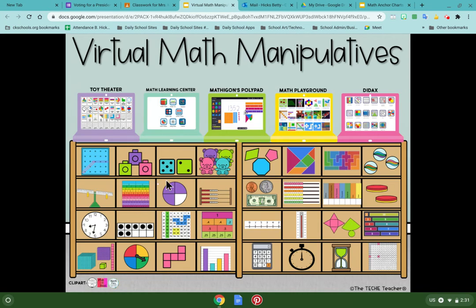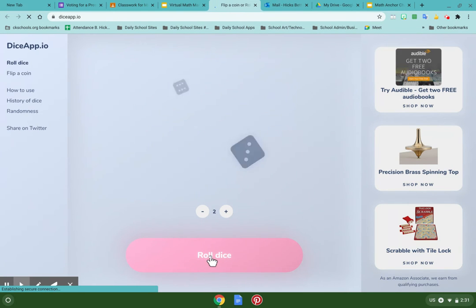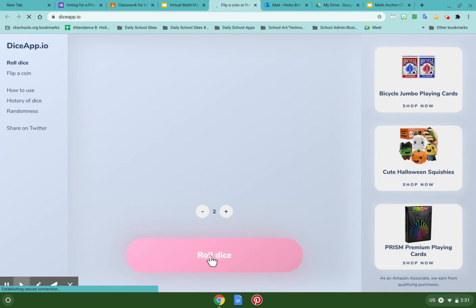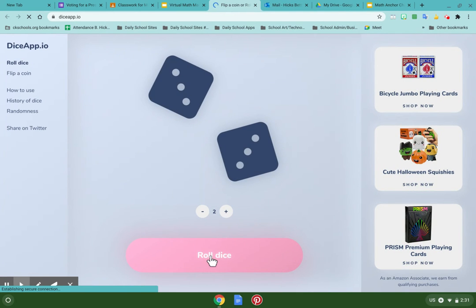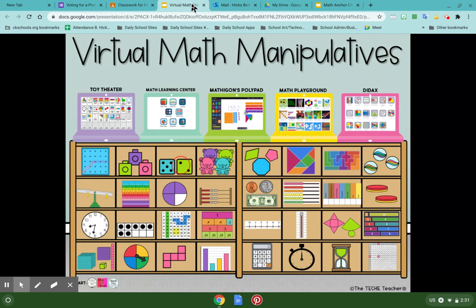So this is just a really neat tool, and it's a bunch of different things. There's counters here, there's counters there. The dice is really fun if you want to practice addition. You can roll the dice and then have them add them up. So 5. You can roll the dice and have them add them up, 6. So this is really, really neat too. All right. Oops, sorry. I flipped over there.